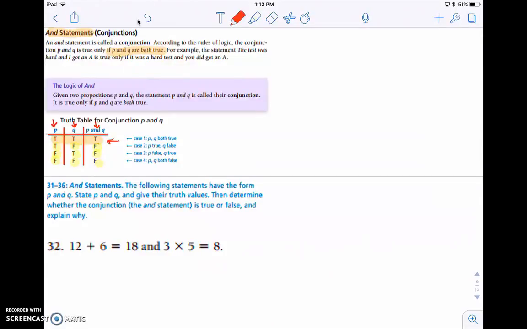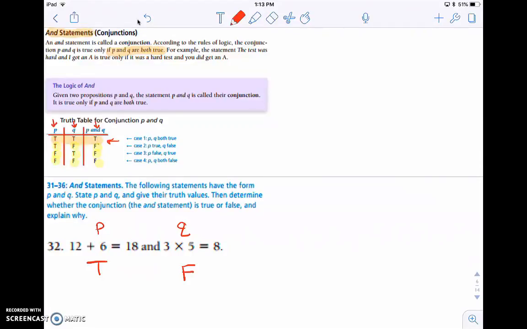Let's look at an example. The following statements have the form P and Q. We want to state P and Q and give their truth values, then determine whether the conjunction, which is the and statement, is true or false and explain why. So 12 plus 6 equals 18 is our proposition P. 3 times 5 equals 8 is our proposition Q. Each of these has a truth value. 12 plus 6 equals 18 is a true proposition. 3 times 5 equals 8 is false.